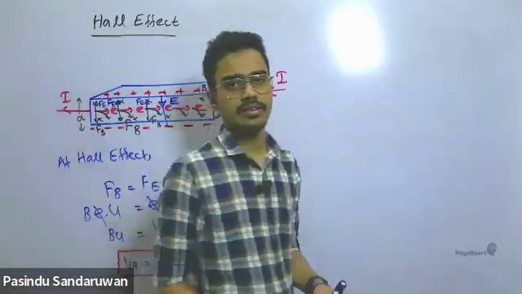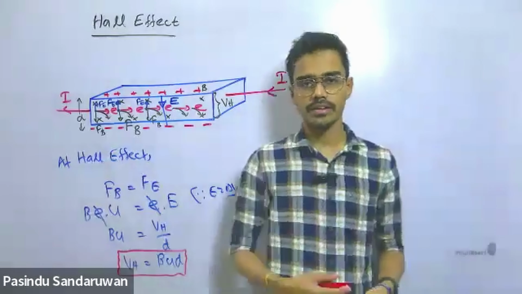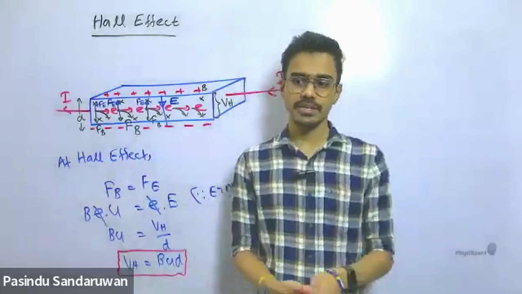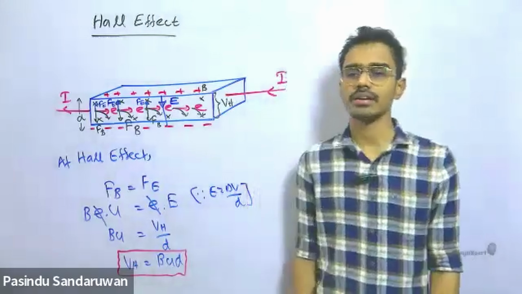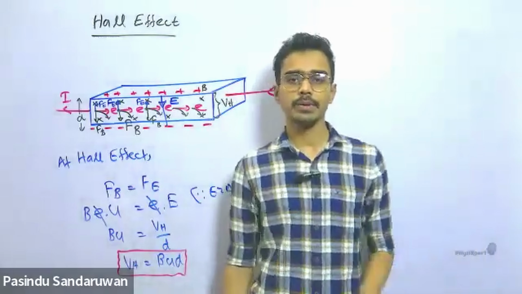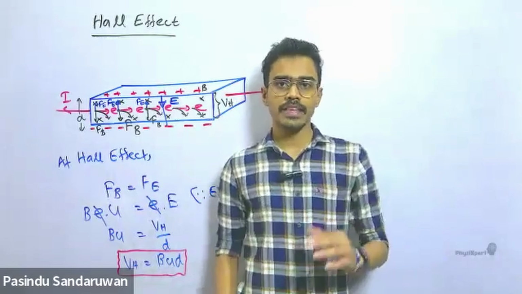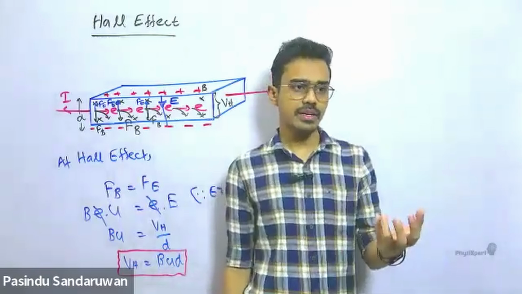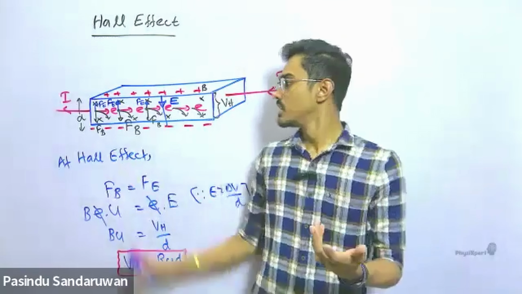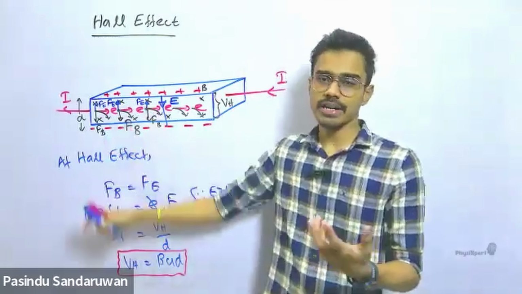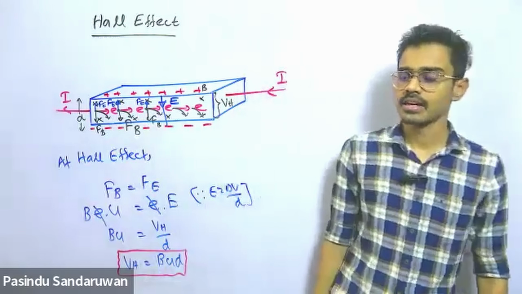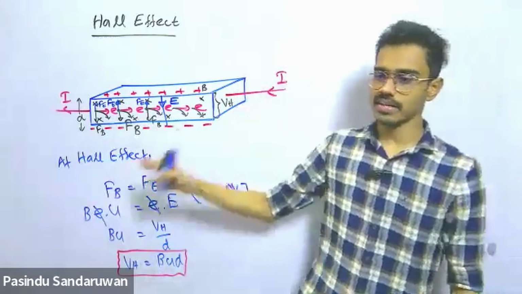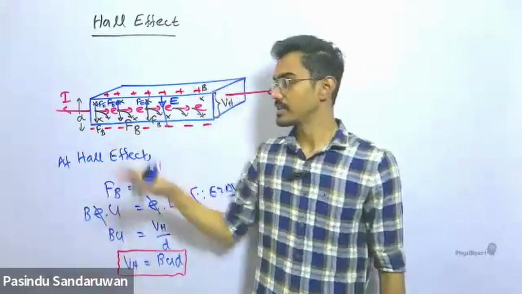The beauty here is there was no electric field initially. Because of the magnetic field, or the force due to the magnetic field, an electric field was generated as a result. So this is basically what is happening in the Hall effect. We'll explain this in detail.